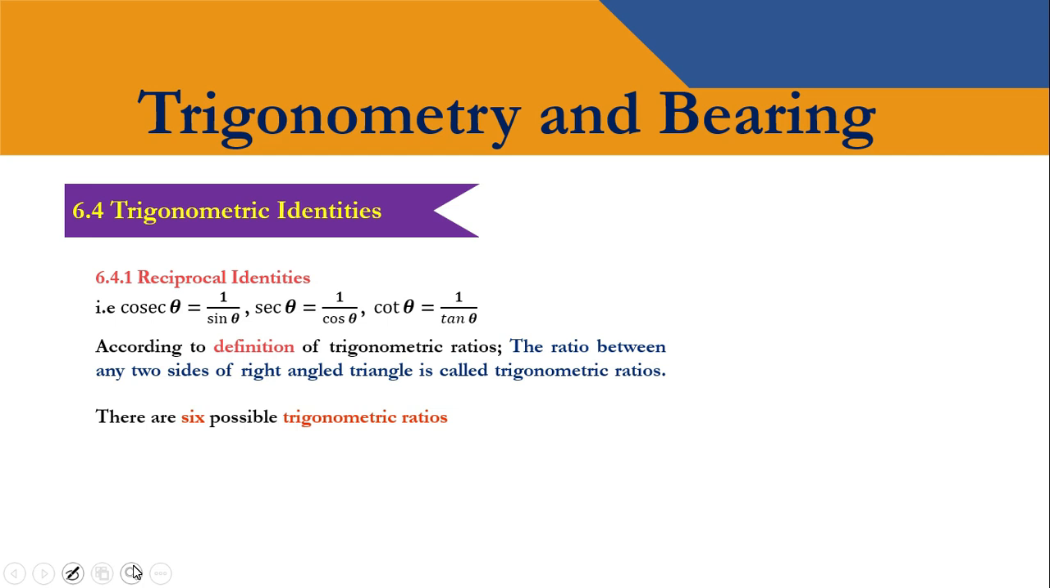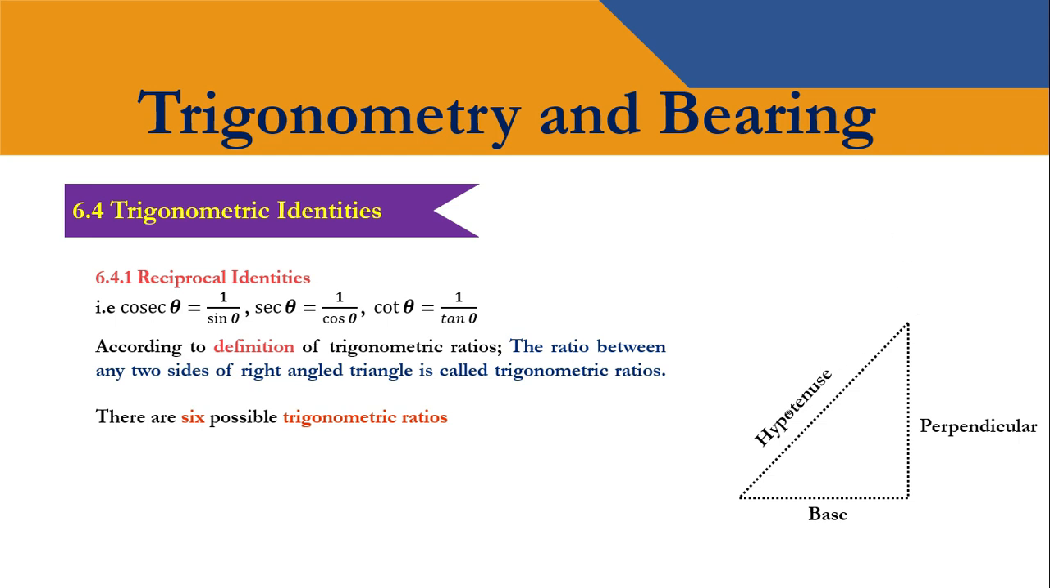Before proving these reciprocal identities, we will see the definition. What is the trigonometric ratio? The trigonometric ratio is the ratio between two sides of a right angle triangle. These are called trigonometric ratios. There are 6 possible trigonometric ratios. So here is a triangle. These are the 3 sides of the triangle. The largest side is called the hypotenuse.